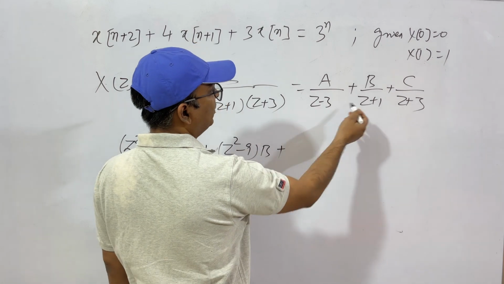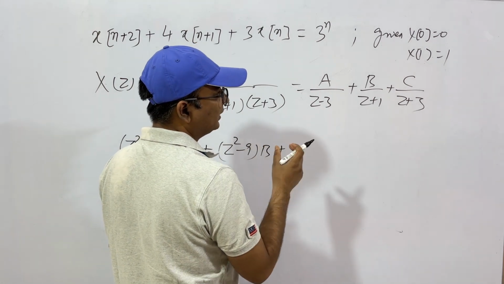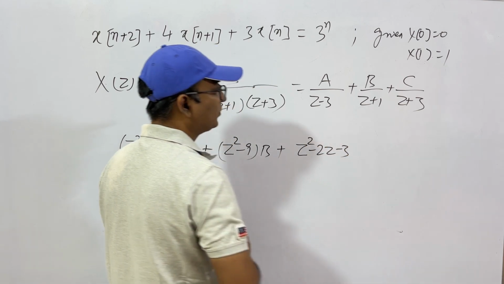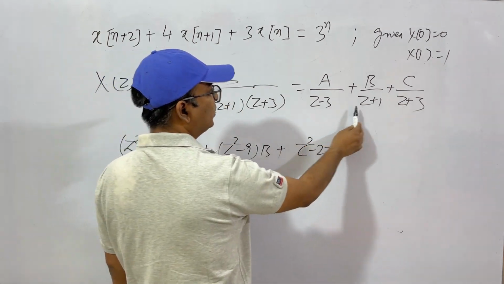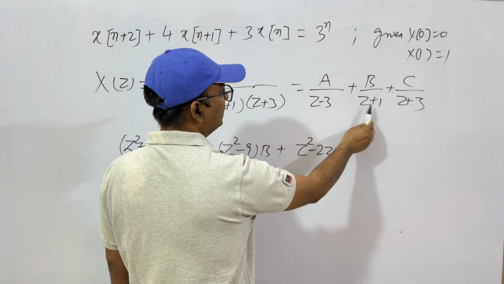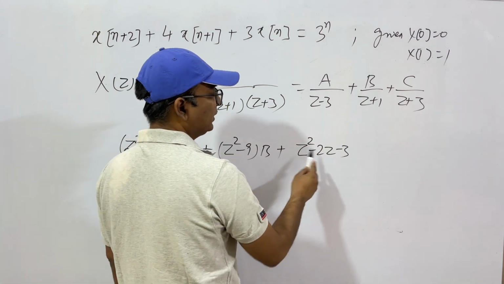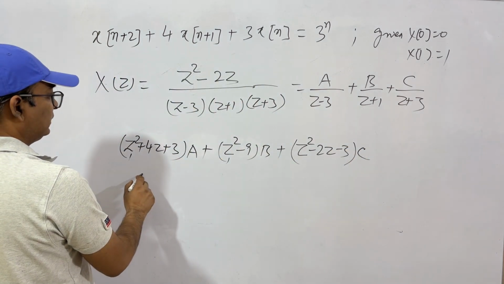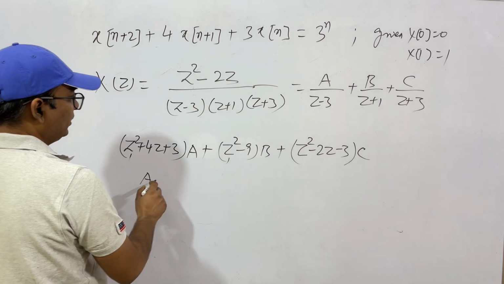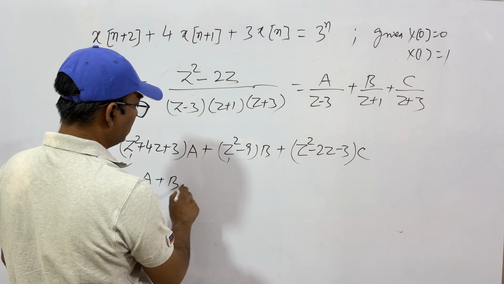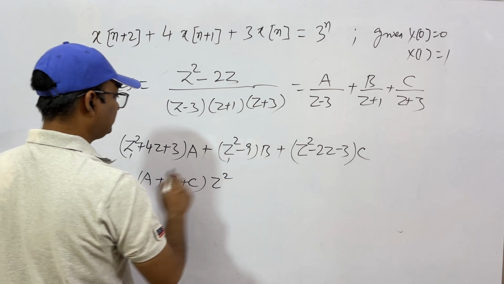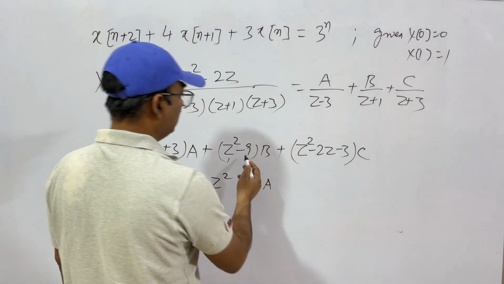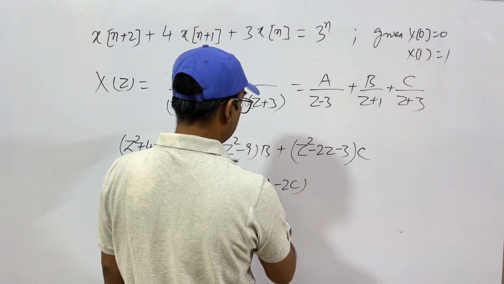C will be (z plus 1) into (z minus 3), that is z square minus 3z plus z, so minus 2z minus 3. So this is C. Let's put it together. We have (A plus B plus C) into z square. Then we have 4A z, and here we have minus 2C z.